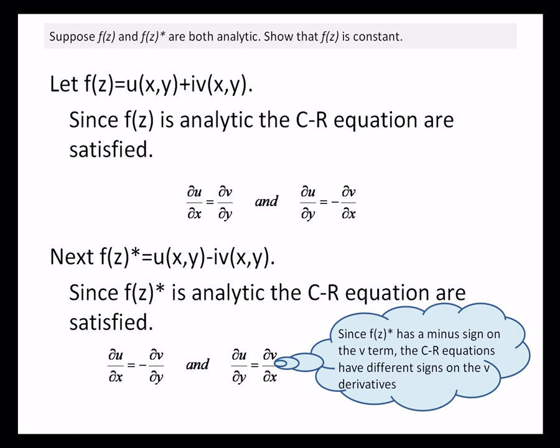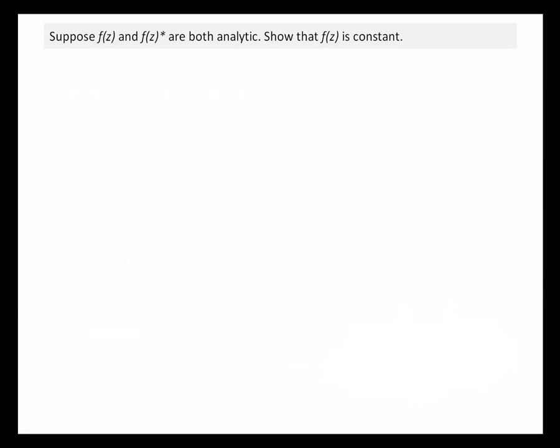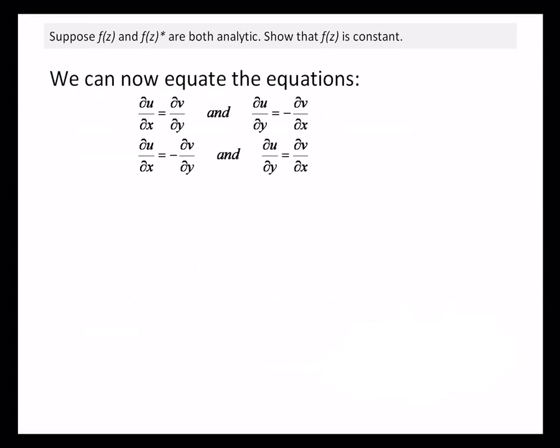Now, that is all that the question actually tells us at the moment. From here on in, we're making deductions from these two equations. So let's write out those two sets of equations again. The top equation was the conclusion from the Cauchy-Riemann equations from the analyticity of f of z. The bottom set are the conclusion from the analyticity of f star. Now, you should notice that we have similar terms in there, so we can now equate them.